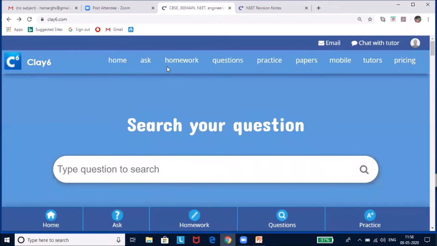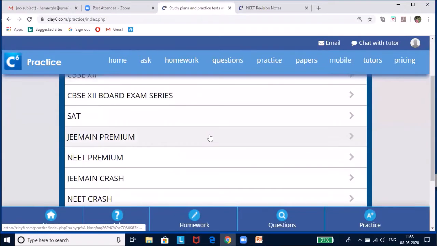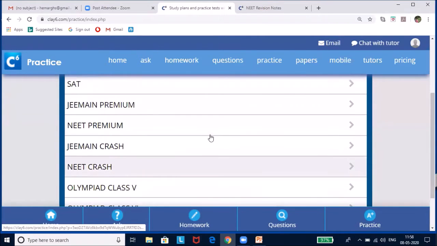Today I'll be covering biological classification. Briefly, I will run through how to access revision notes and tests in classix.com. Open the classix.com webpage, then go to practice. Click on practice. You will see a lot of packages here. Today I'm going to select NEET Premium.